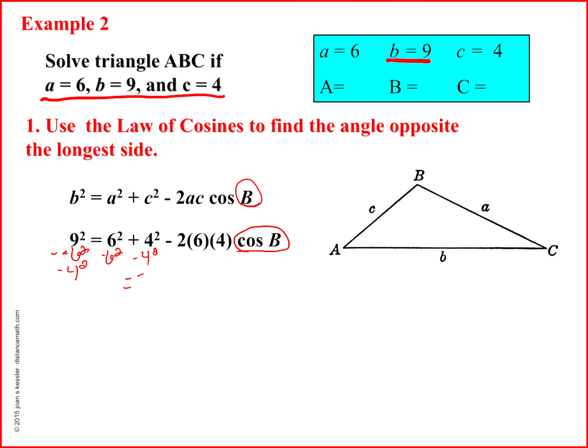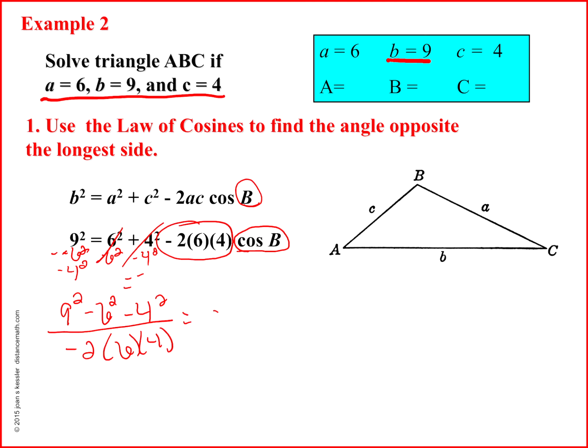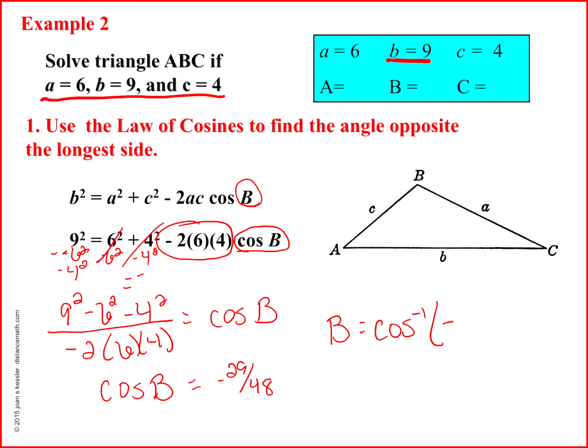Okay, so if we do that, cosine B equals 9 squared minus 6 squared minus 4 squared. That gets rid of these 2. Divide that by negative 2 times 6 times 4. That's going to be my cosine of B. If we work all of that out, this means that cosine B is going to equal negative 29 over 48. And then remember, you have to do the inverse. So B is going to be the inverse cosine of negative 29 over 48 in our calculator.